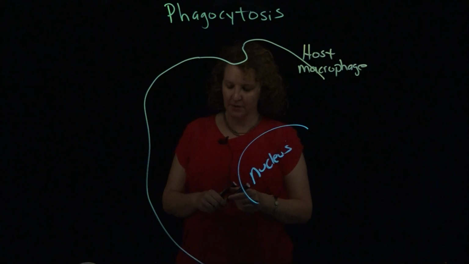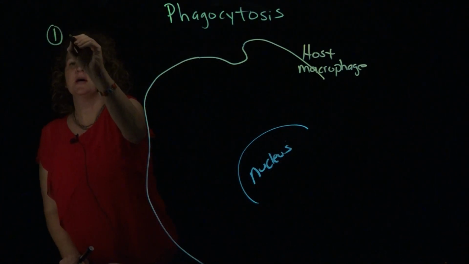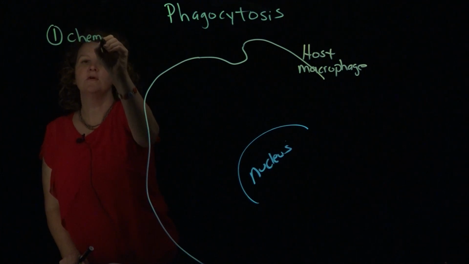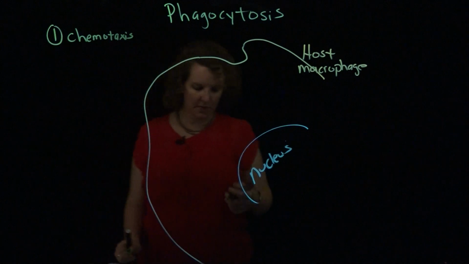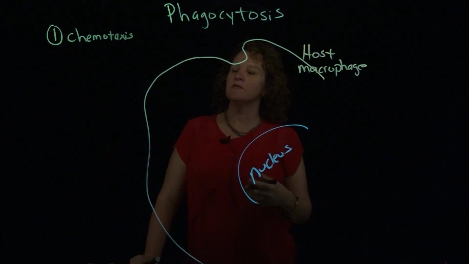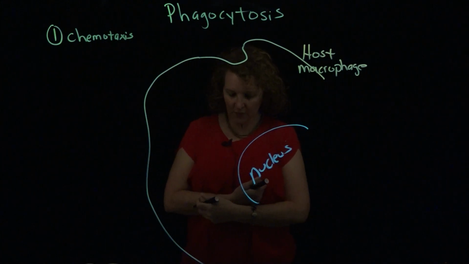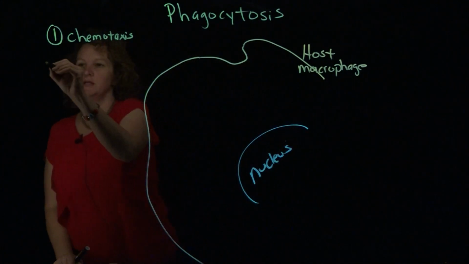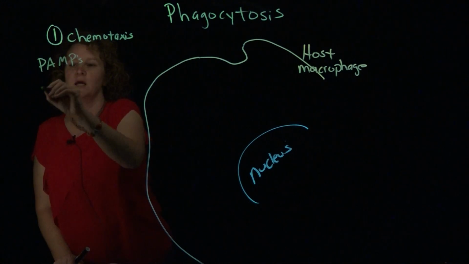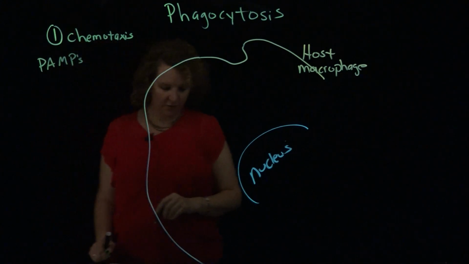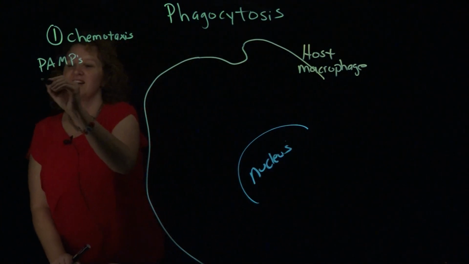The first step is for the white blood cell to move to the location of the foreign material. I'm going to use a microbe here as an example. So there's different chemicals that can alert it to the fact there's a microbe there. A set of important chemicals are called PAMPs. And PAMPs are short for pathogen-associated molecular patterns. So that's kind of a mouthful.